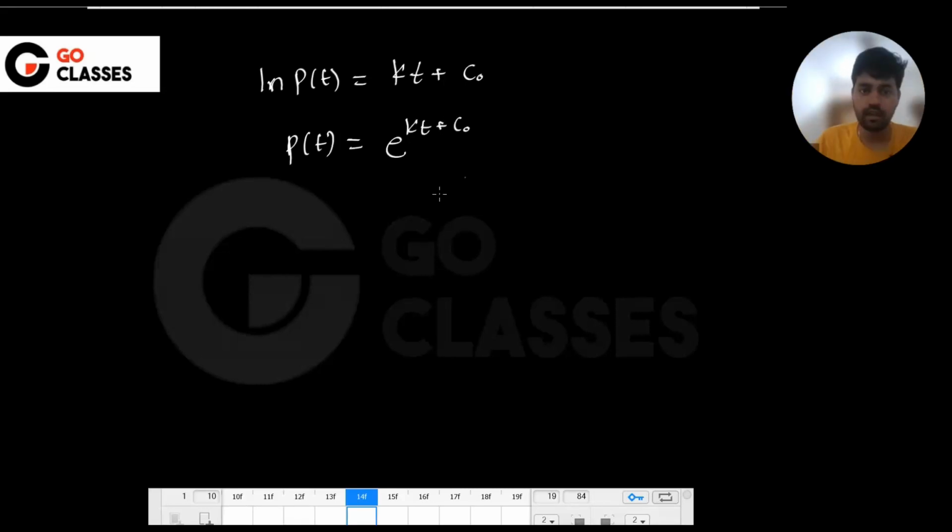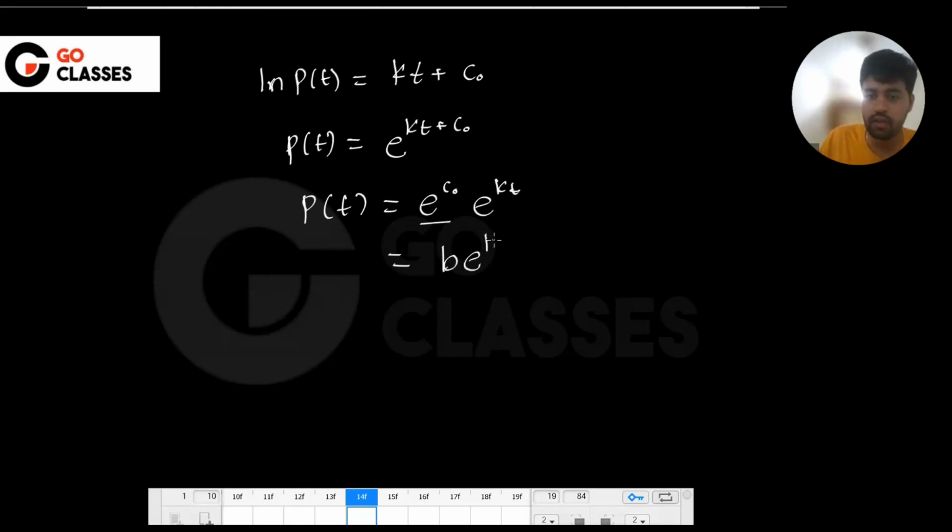Sorry about that. So this is my formula, and then we have P of t is equal to e raised to c0 into e raised to kt, and finally e raised to c0 is also a constant. I just write it b into e raised to kt. This is my P of t.